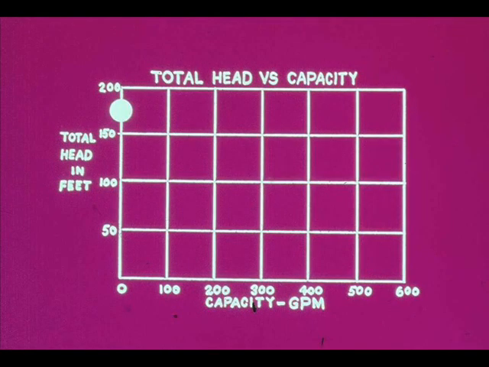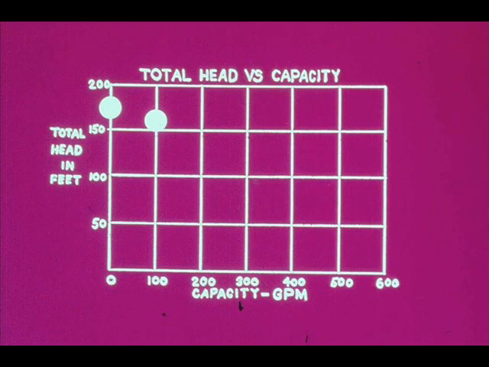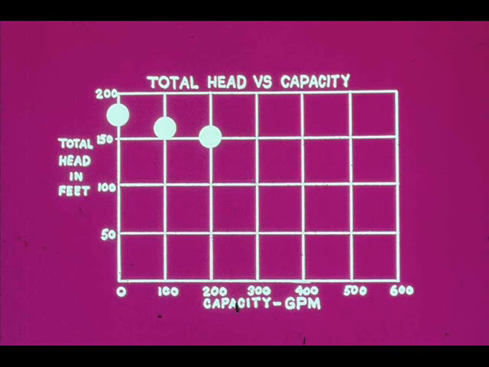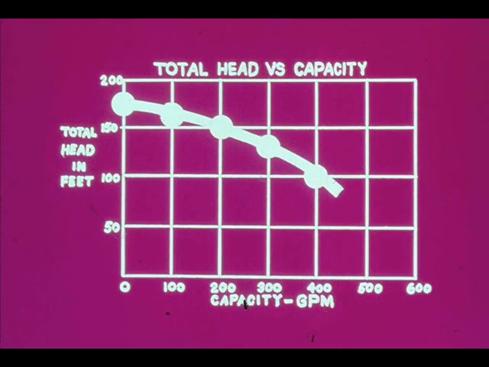The amount of total head a pump produces will be different for different capacities. This pump produces 175 feet of total head at 0 gallons per minute. These data are represented by this large dot. At 100 gallons per minute, the pump produces 165 feet of total head. These data are represented by this second dot. At 200 gallons per minute, the pump produces about 150 feet of total head. Now we have a third dot. If we continue to mark additional points and then connect them with a line, it will look like this.